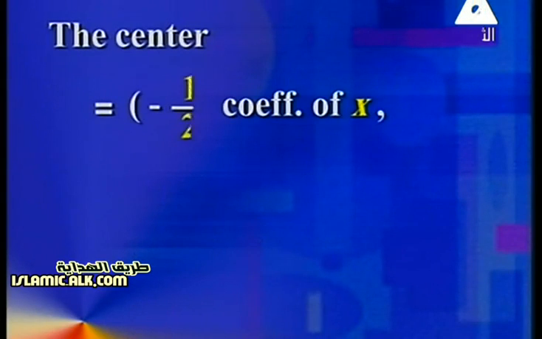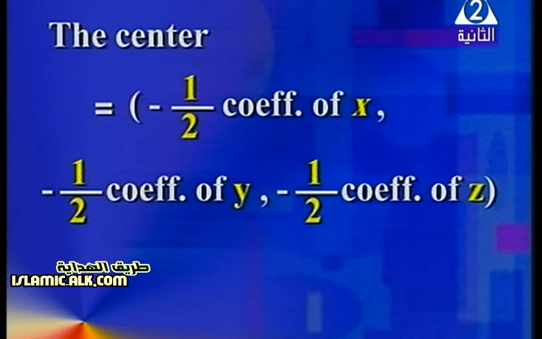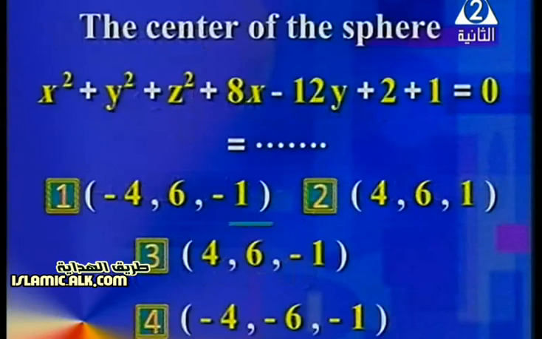The center is the negative half coefficient of x, negative half coefficient of y, and negative half coefficient of z. By substitution, divide the coefficient of x by negative 2, the coefficient of y by negative 2, and the coefficient of z by negative 2. Then the center of the sphere is (negative 4, 6, negative 1).